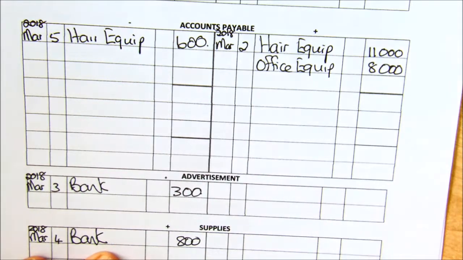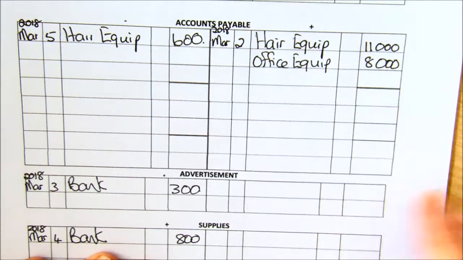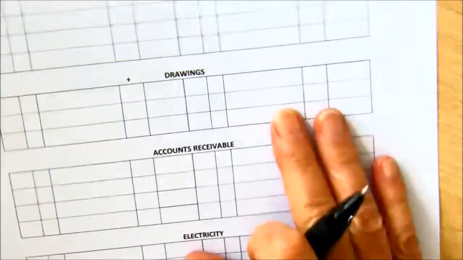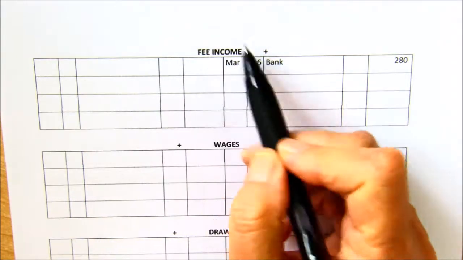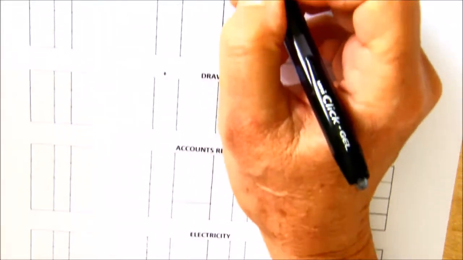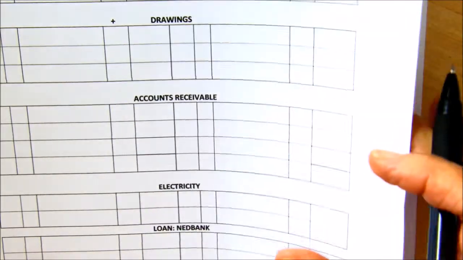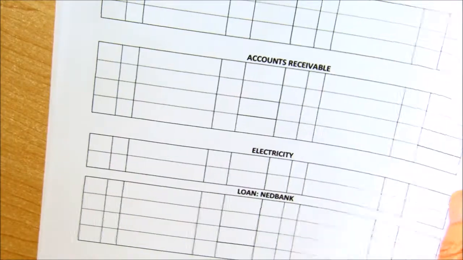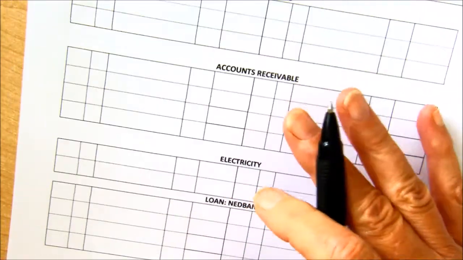Now number 6, she's receiving her first 4 clients. She gets 280 Rand, and so you will notice in your sheet that you're going to have a thing called fee income account. And then she paid wages and she took money for her own personal use. So I want you to try those last 3 entries on your own.